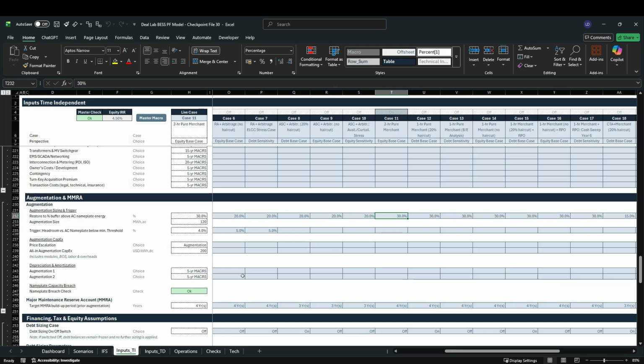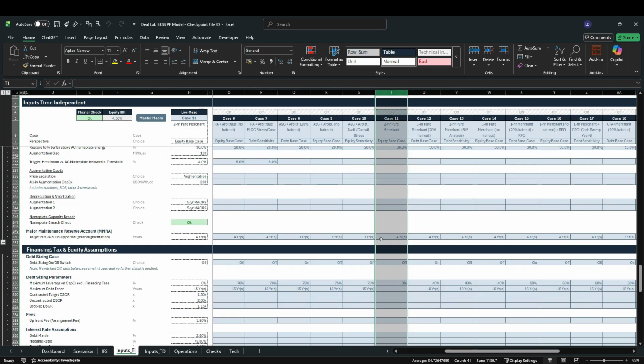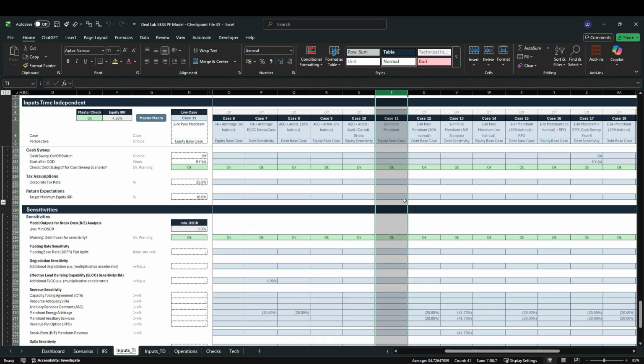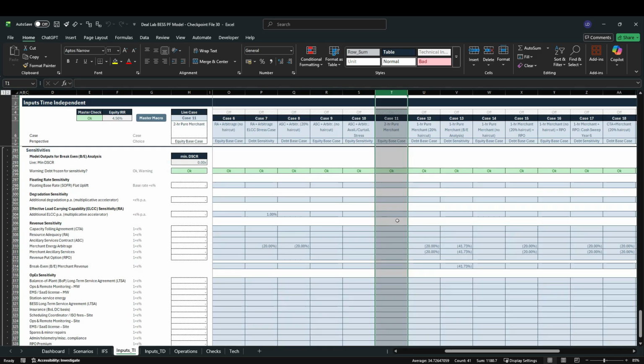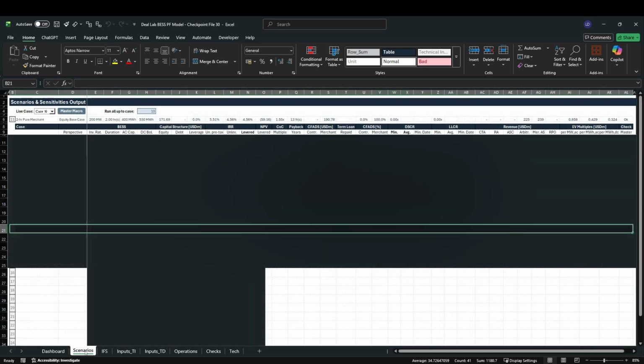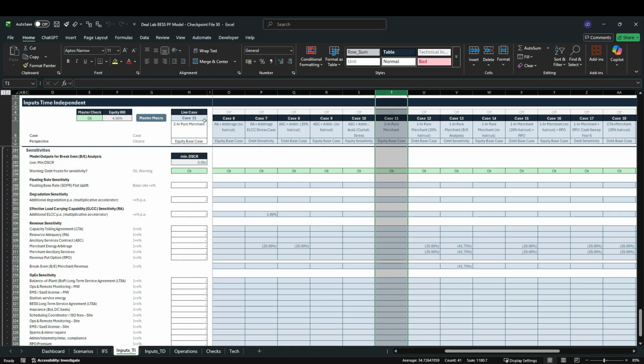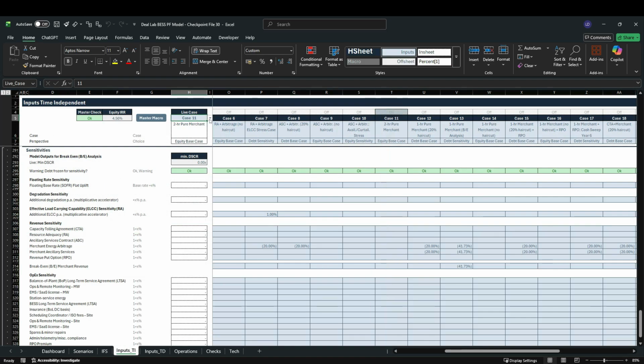Let's move back to the inputs time independent sheet. We're still in case 11, and our debt sizing is turned off because we do not have any leverage that we can assume here. No lender was willing to provide us any leverage. So all we will do is hit our master macro once to make sure that the outputs for case 11 are actually pasted into our scenarios sheet. And then we are already good to move to our next case, which is case 12.